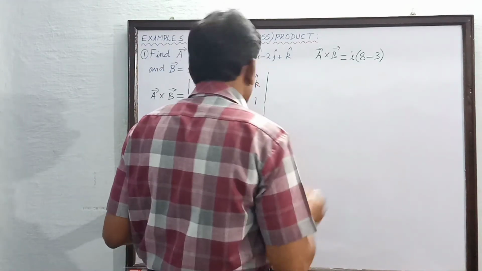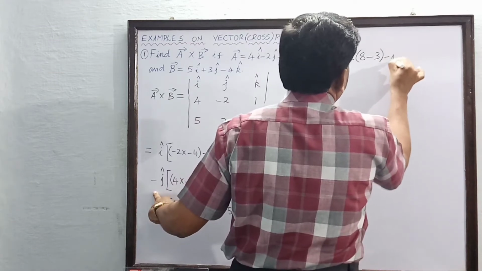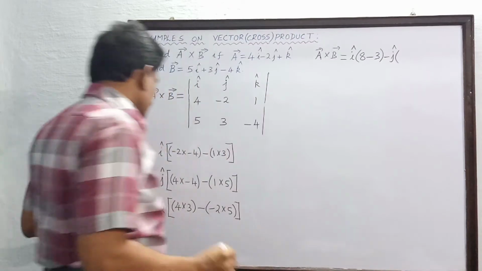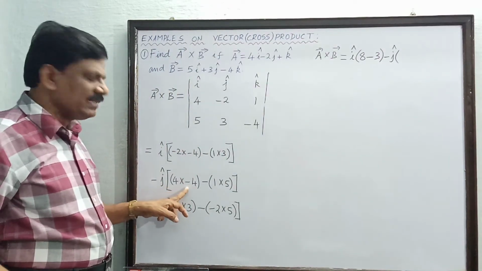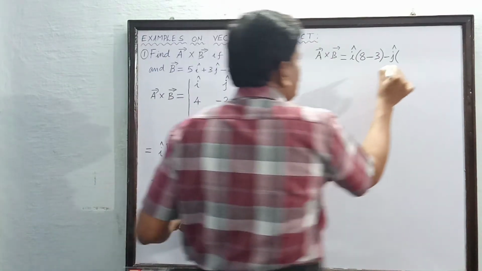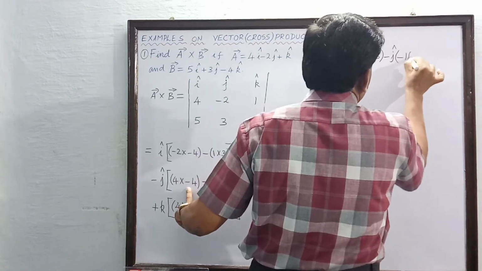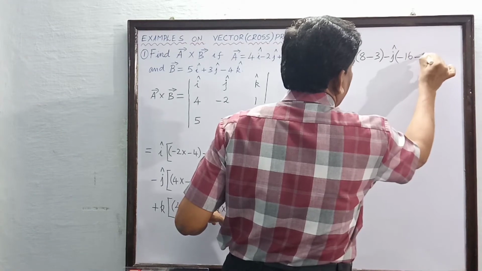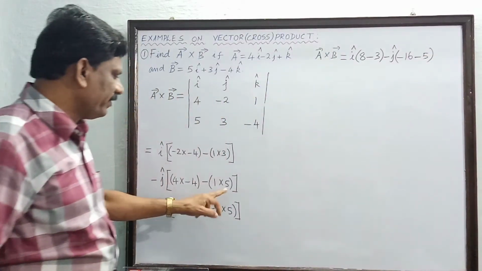Okay students, next minus j cap is there. Now you see 4 fours are 16. There is a minus sign, so it is minus 16. So minus j cap into minus 16. Then minus 1 into 5, that is 5.